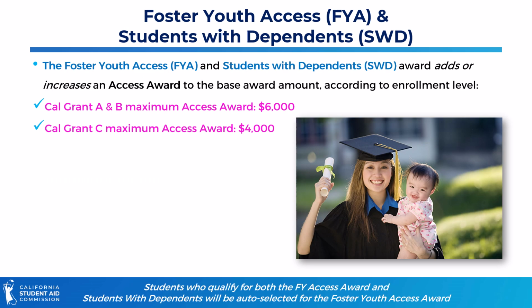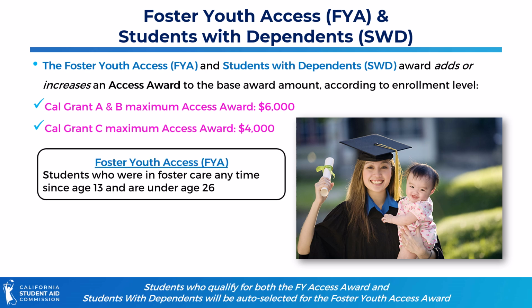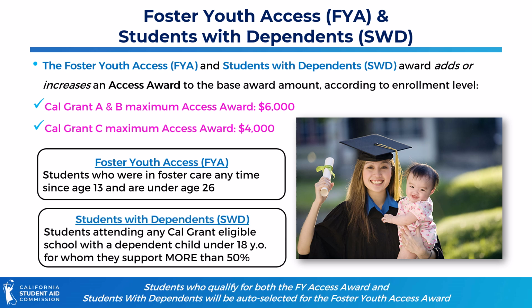We also have the Foster Youth Access Award and the Students with Dependents Award. The Foster Youth Access Award was created with the goal of enabling more foster students to receive financial aid to attend college. Students who were in foster care on or after age 13 and have not reached age 26 by the start of the award year meet the age criteria for the Foster Youth Access Award. The Students with Dependents Award pays student parents with children under 18 years old for whom they provide more than 50% support. These programs are considered add-ons to a Cal Grant award, which means they either add or increase an Access award depending on the student's enrollment level.